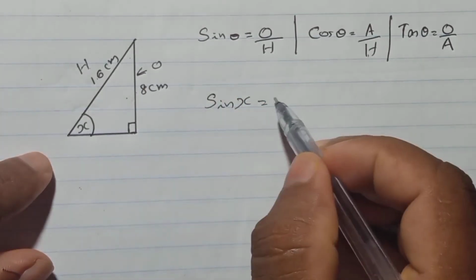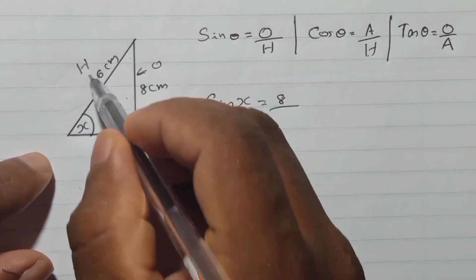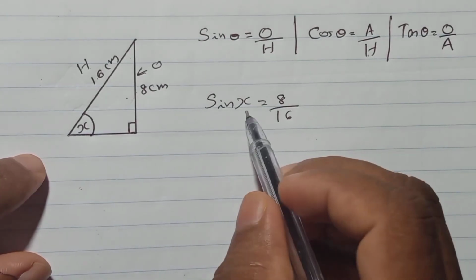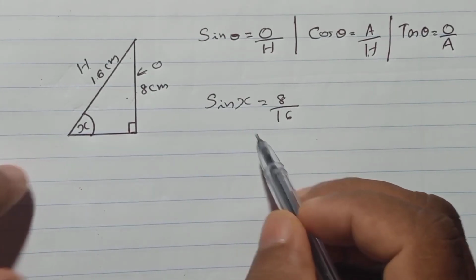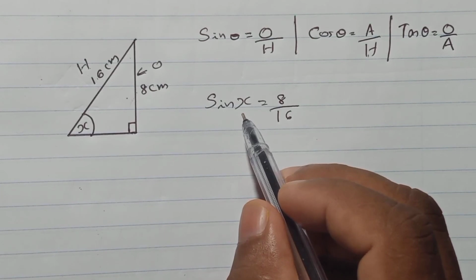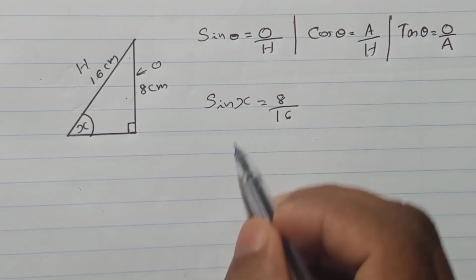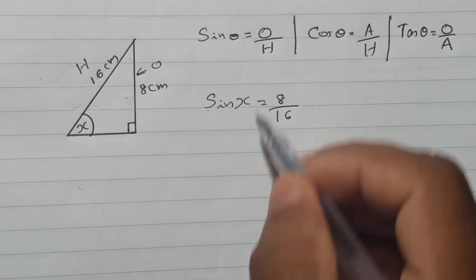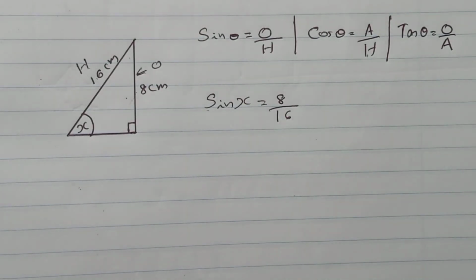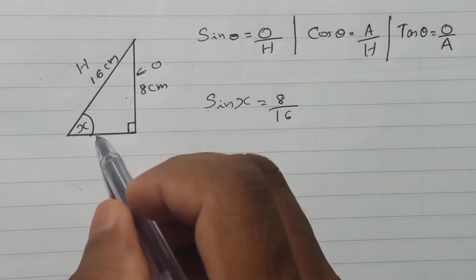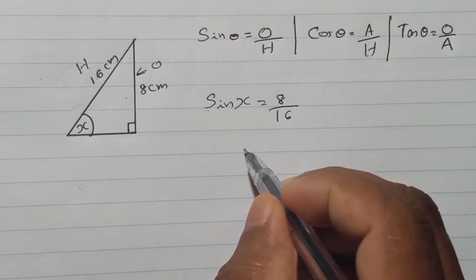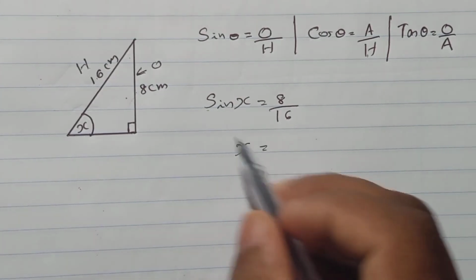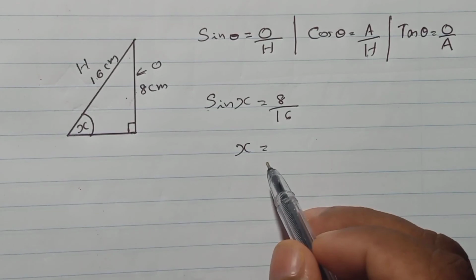So opposite is 8, hypotenuse is 16. After this, you can find the answer very quickly. We don't need sin x. Sometimes they may ask for sin x, then you can write just this answer. But if they ask for x, that means the exact angle value. So we write x equals sine inverse. When you bring the sine to this side, it becomes sine inverse.